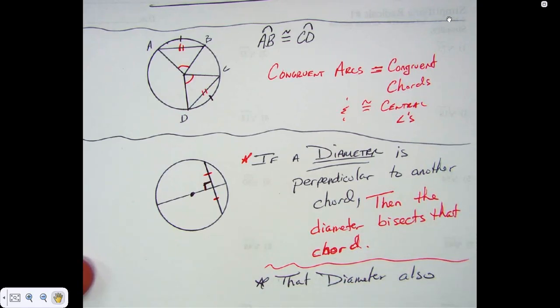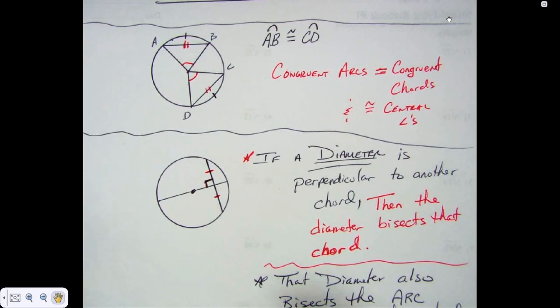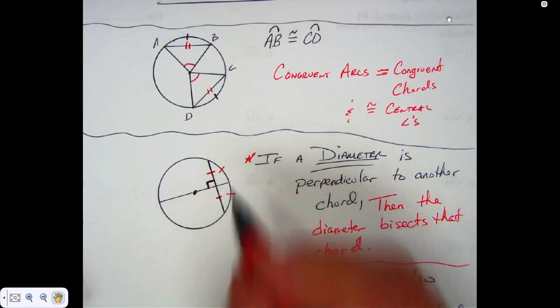That diameter also bisects the arc contained in that chord. So what does it also cut in half? That arc.